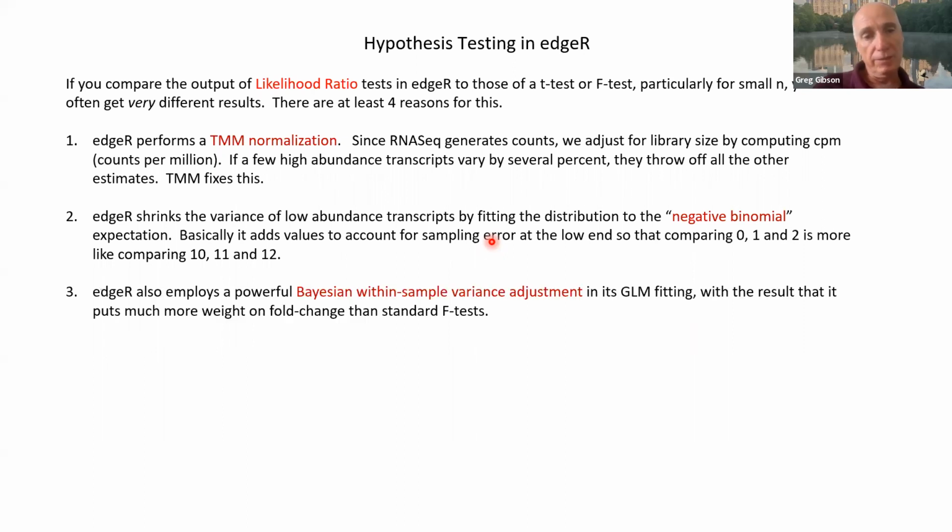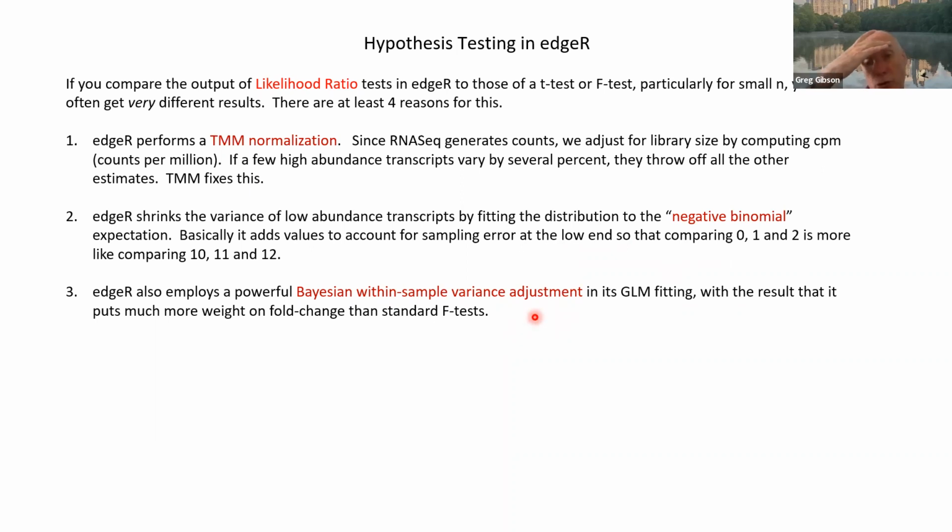Okay. And then particularly in this adjusted F ratio test, what EdgeR is doing is performing a very powerful Bayesian within-sample variance adjustment in its general linear model fitting. And I think that's where most of the gain in power comes from, in my view, in this step rather than in the negative binomial, because at the low end of the scale you don't have much power anyway to see differences. So if you look at the significant genes, they tend to be genes that are outside the range of those low abundance ones.